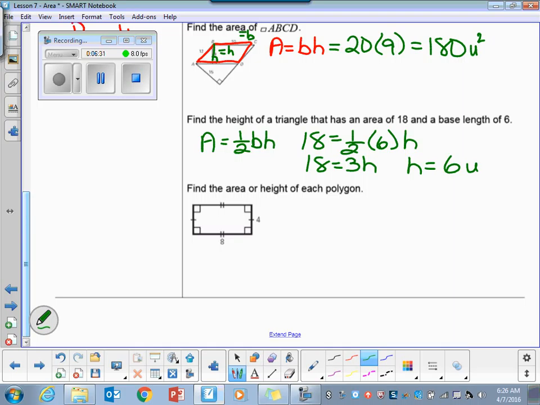Find the area or height of each polygon. We've got a rectangle based on the way this is marked. So area equals base times height, which would be 4 times 8, 32 units squared. There's the potential for a lot of algebra here. I could make this x plus 8 and x plus 4 and make you factor, and solve a quadratic. So be careful.